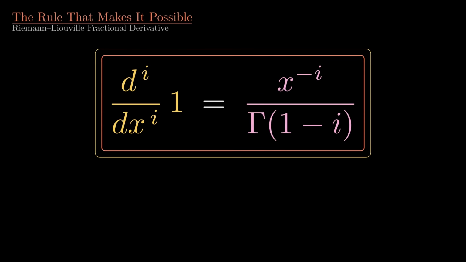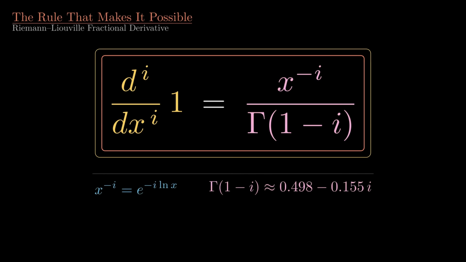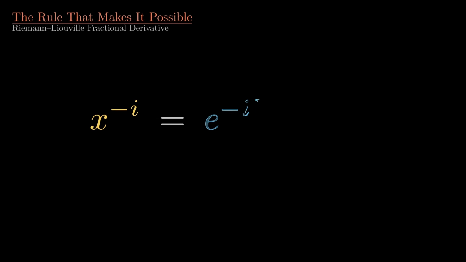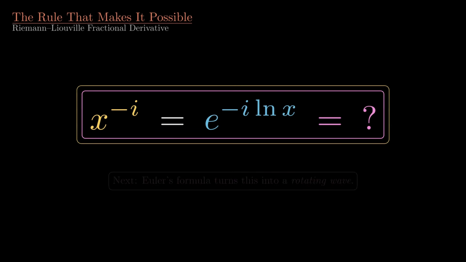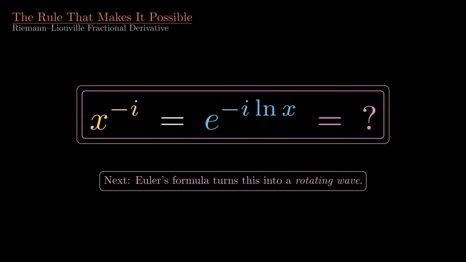That gamma term in the denominator? It evaluates to a fixed complex constant. But the numerator is where the magic happens. What exactly is x to the negative I? By rewriting it as an exponential, we prepare to use Euler's formula, which will turn this strange term into a beautifully rotating wave.